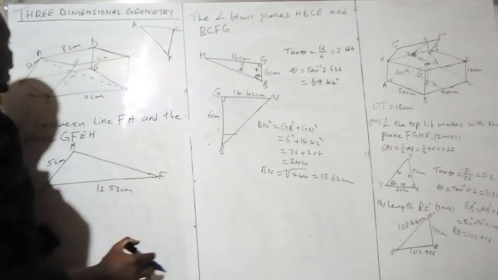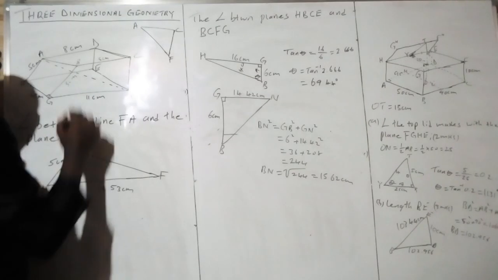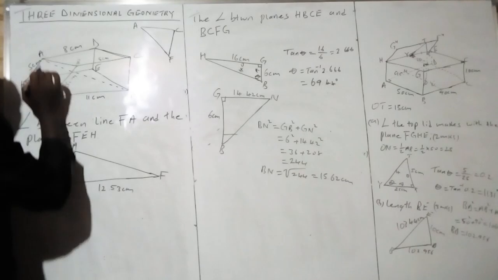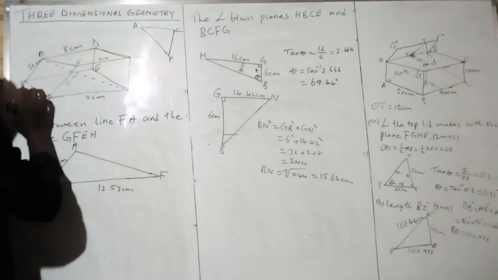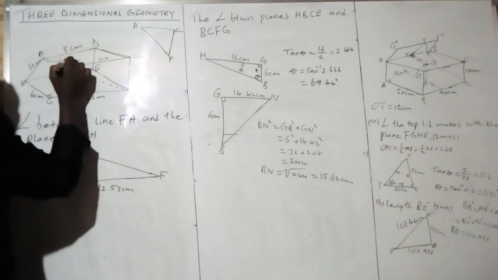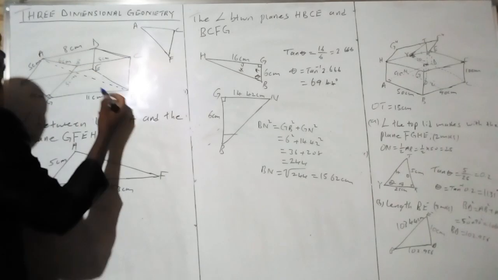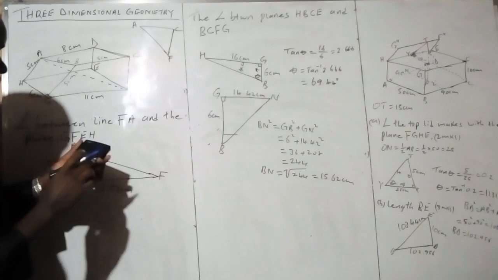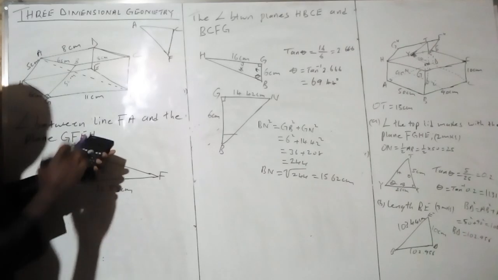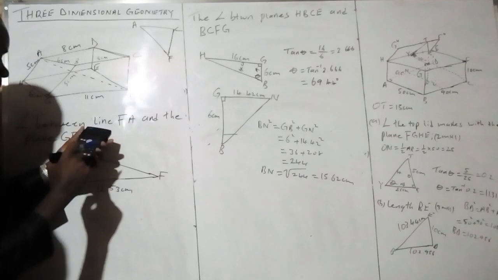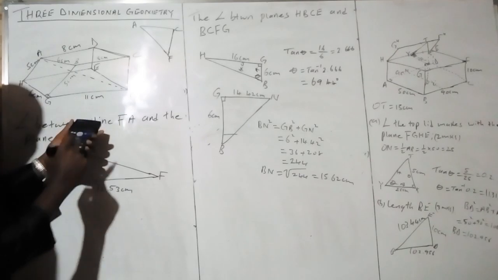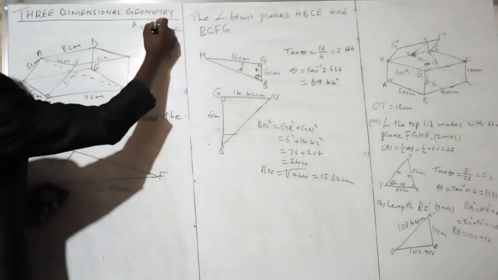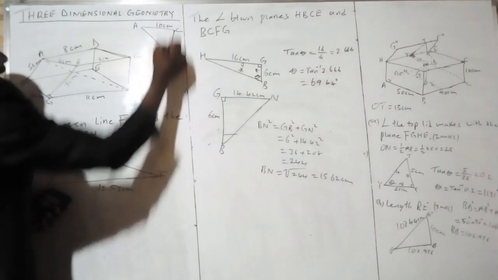Yeah, so do you know AC? We can get AC since we know HG is equal to AB, but HG is what? 6 centimeters. We also know BC, it's 8. So we want to get AC. Again, we use Pythagoras theorem. We say 8 squared plus 6 squared. Square root of the answer, 100. So AC is 10.